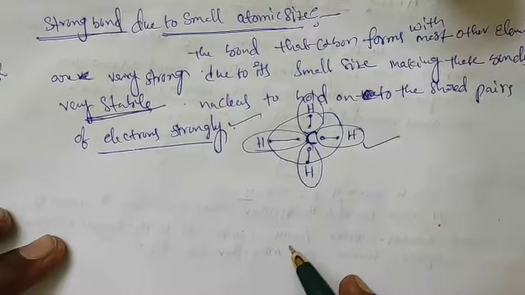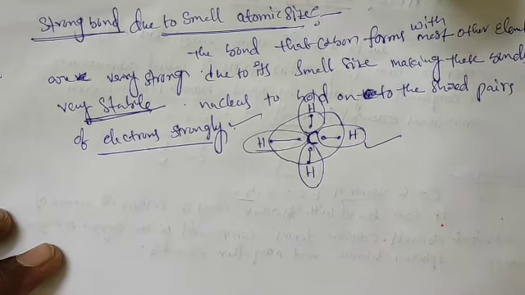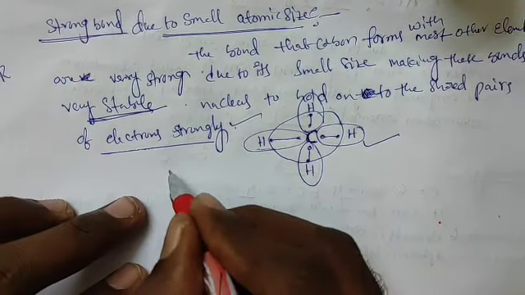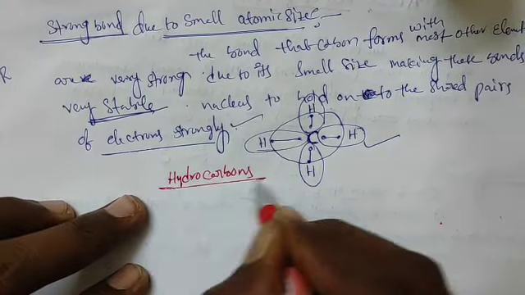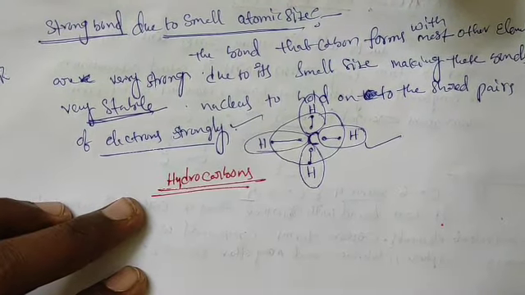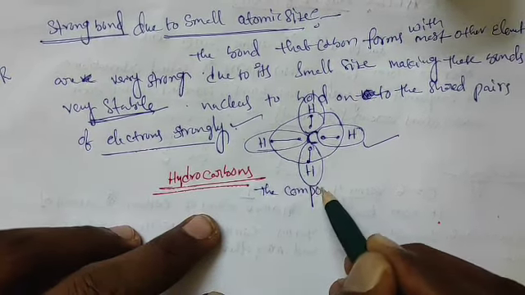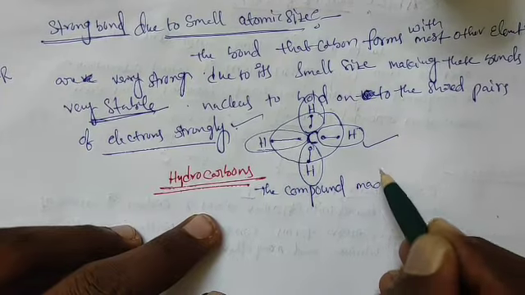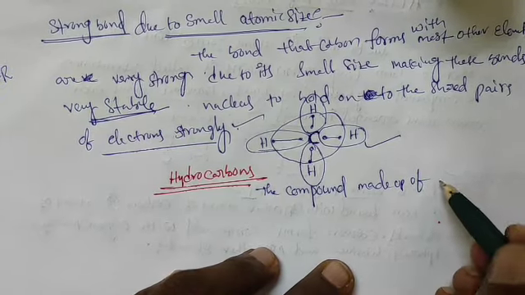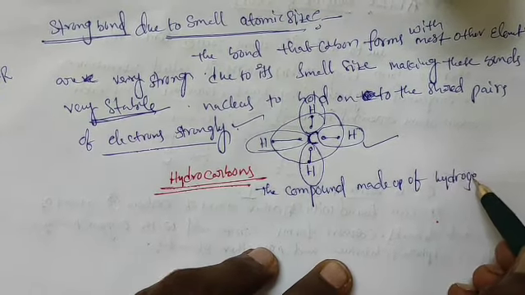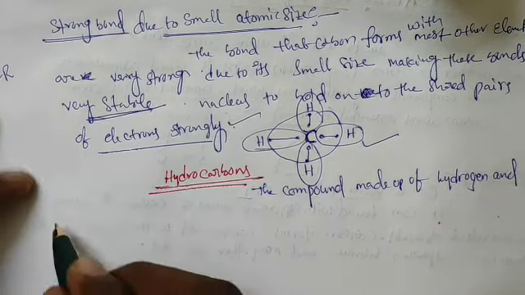Next, hydrocarbons. Hydrocarbons, what we will discuss. Hydrocarbons means compounds made up of hydrogen and carbon only.